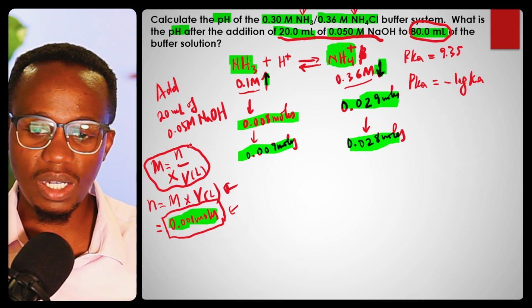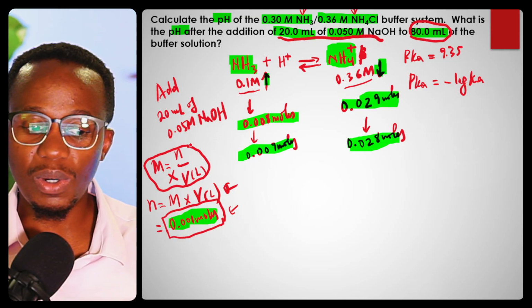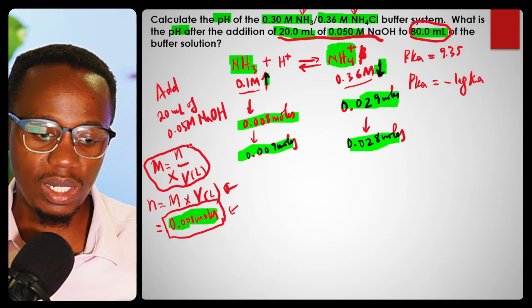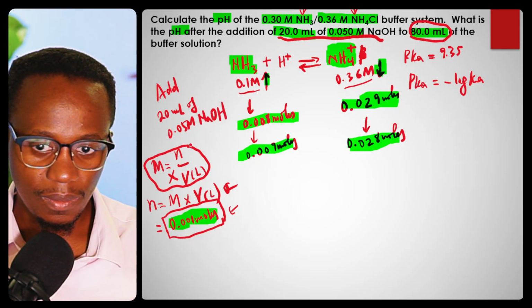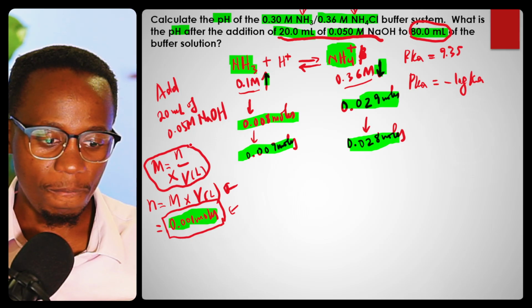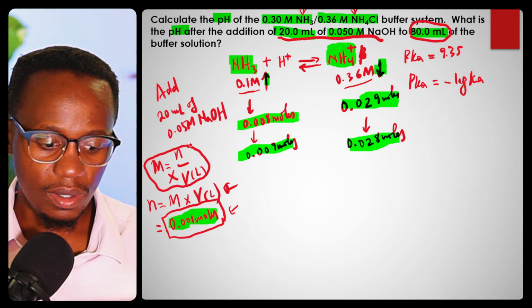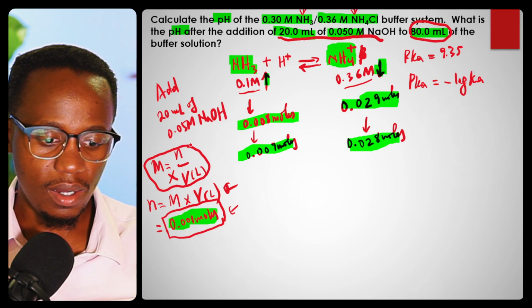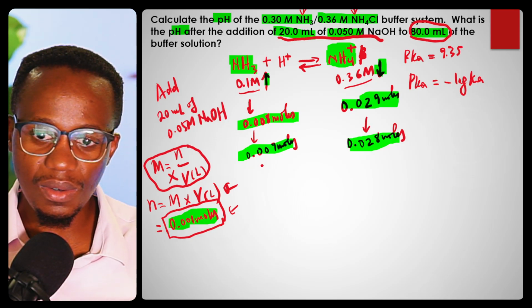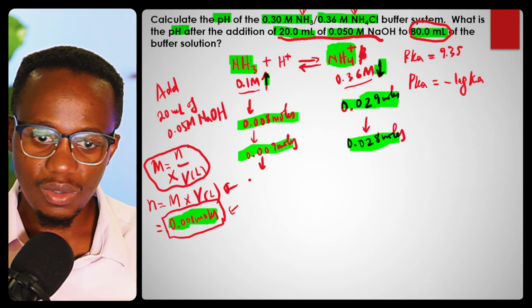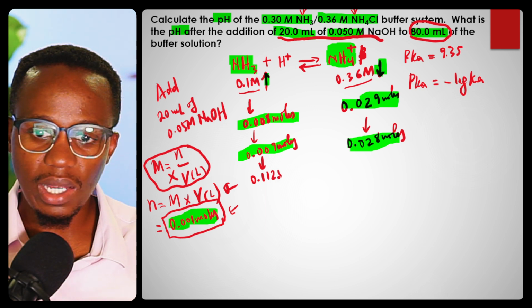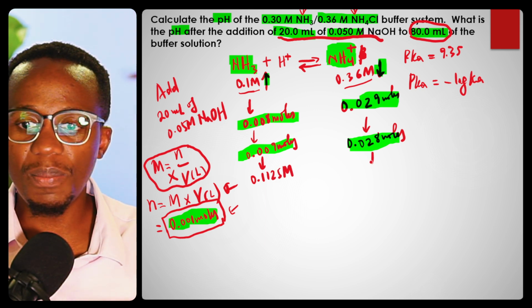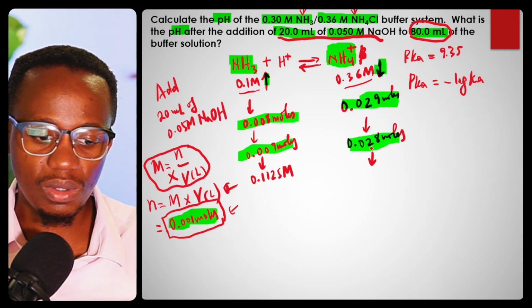And what's the volume in liters? It is 0.08. So you remember that 0.08, right? So it's going to be 0.009 over 0.08. And now the new molarity is, drum roll, 0.1125 molar, right?